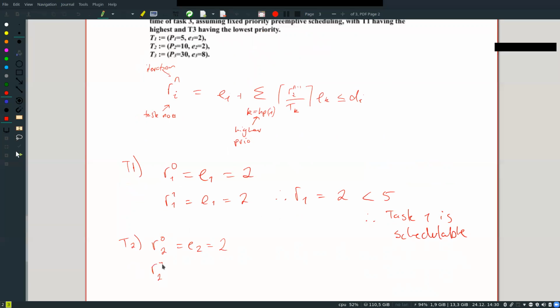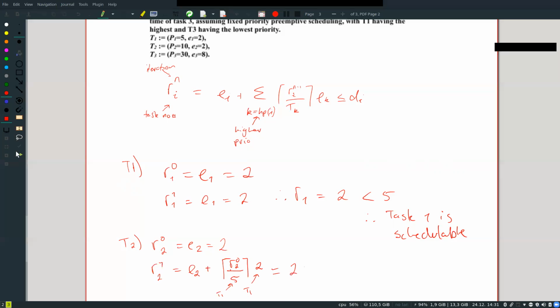And this is where we start using the complete formula. This is going to equal the execution time of task 2 plus the sum over the higher priority tasks, which is task 1. We use the ceiling of the previous response time, R2 iteration 0, over the period of the higher priority task, which is task 1 with a period of 5, and then multiply this by the execution time of that task, which is 2. This is from task 1 because it's the higher priority task in the set.